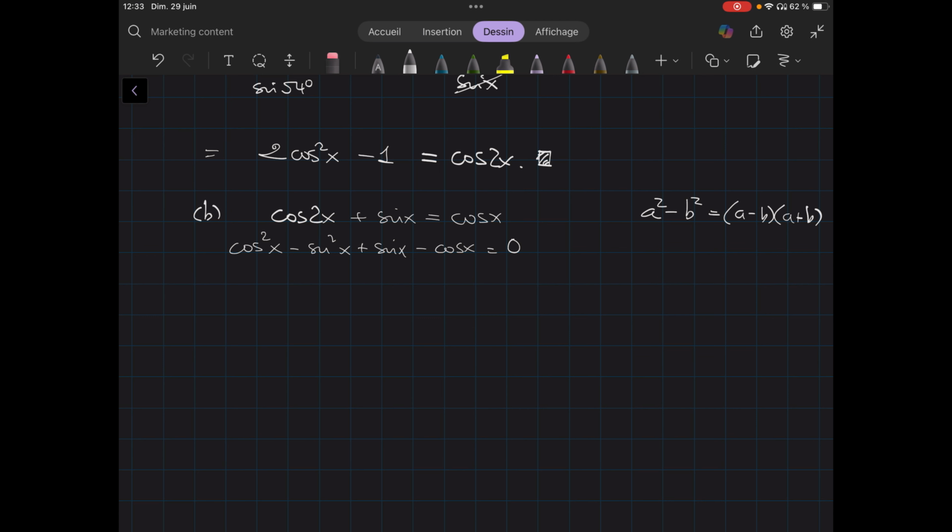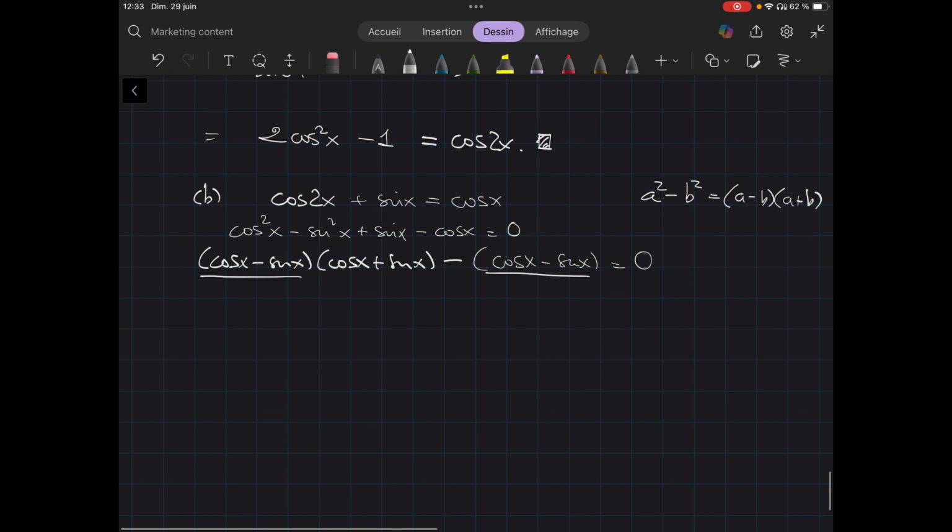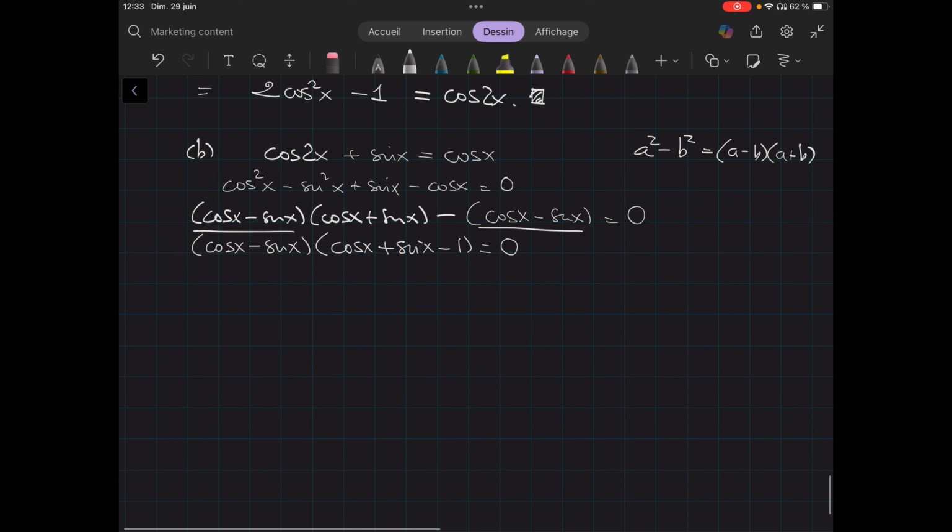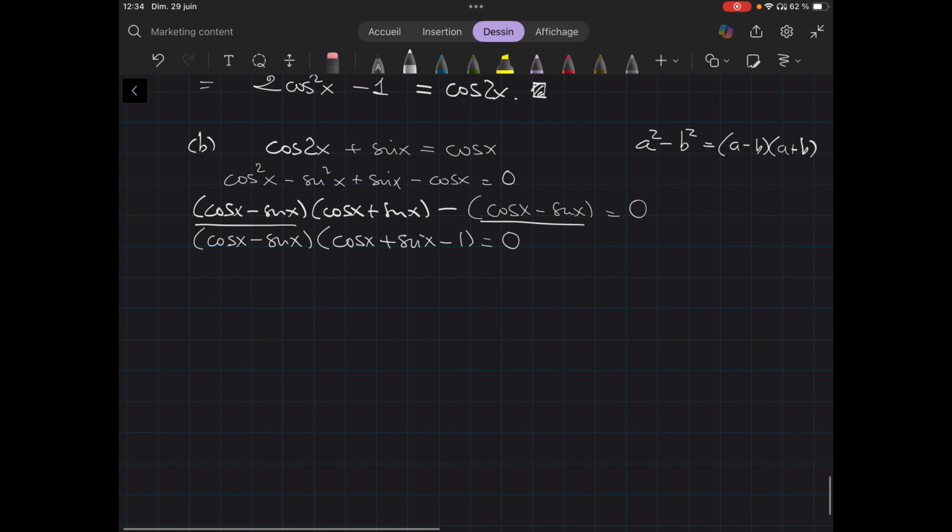Cos squared minus sine squared. Cos of x minus sine of x. Cos of x plus sine of x. Minus cos of x minus sine of x equal to 0. Factor this guy out. We then have this. This equation is equal to 0 if and only if either this is true or this is true.